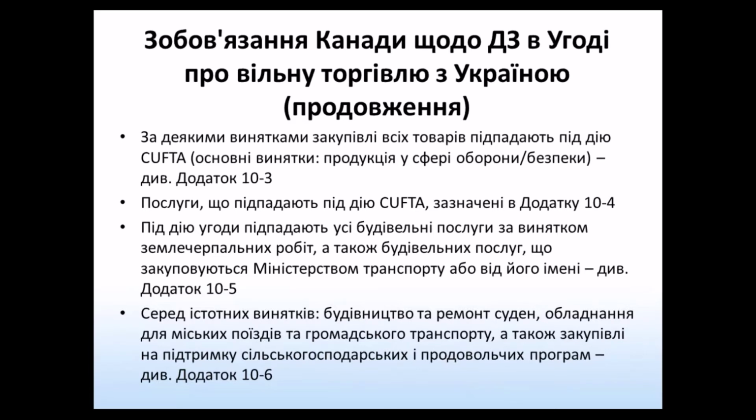So I mentioned earlier that the last annex lists exceptions of a general nature. For Canada, these include, for example, shipbuilding and repair, urban rail and urban transportation equipment, as well as procurement conducted in support of agricultural and human feeding programs. So if you want to see the full list, I would invite you to take a look at Annex 10.6 of the CUFTA.